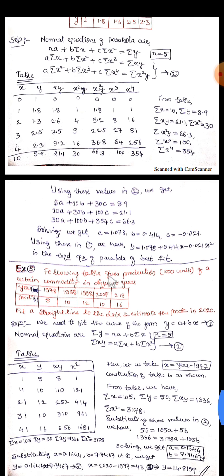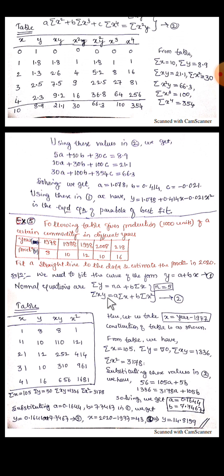Now let us see one last problem, on a straight line. The following table gives the production, in terms of 1000 units, of a certain commodity in different years. Year-wise production is given. These are in terms of thousands, this is 8,000, like that. We need to fit a straight line to this given data. Also, we are asked to estimate the production in the year 2020.